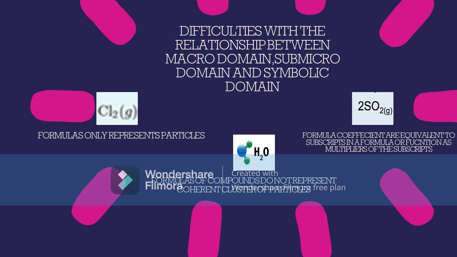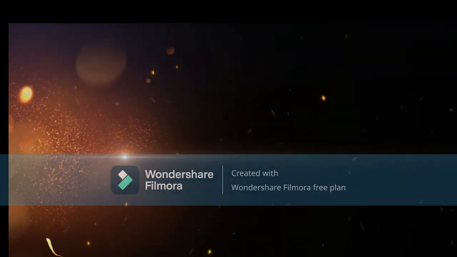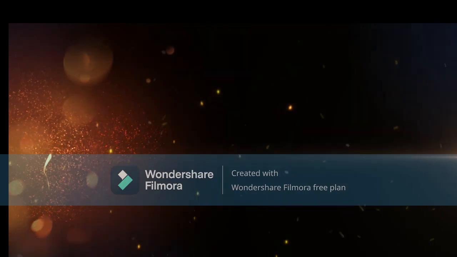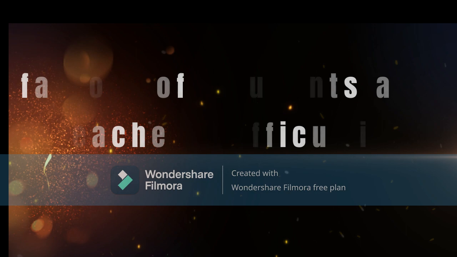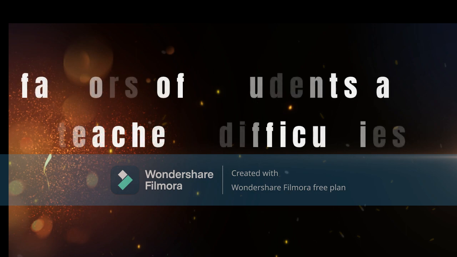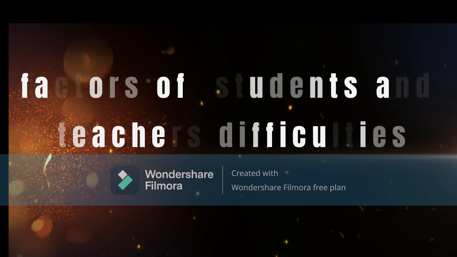So there are factors explaining students' difficulties with those models. Number 1, mismatch between everyday conceptions and scientific conceptions. Another factor is the demands of abstract reasoning and the use of complex conventions. For example, chemical reactions are taught not only as transformations of substances but also as rearrangement of atoms.